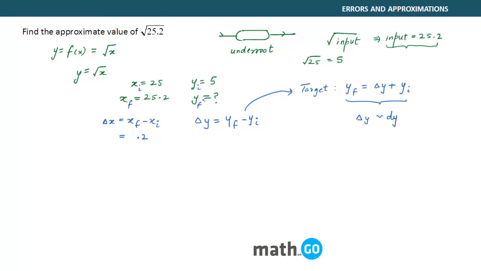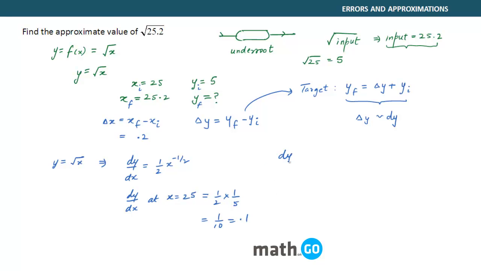Now let's turn this question into terms of derivative. We were given y is equal to root x. Let's differentiate it with respect to x, so dy by dx will be 1 by 2 x raised to the power minus 1 by 2. And what will be the value of dy by dx at x equal to 25? At x equal to 25, this value is 1 by 2 upon 5, which is 1 by 10, or 0.1. So we have got that dy by dx is equal to 0.1.